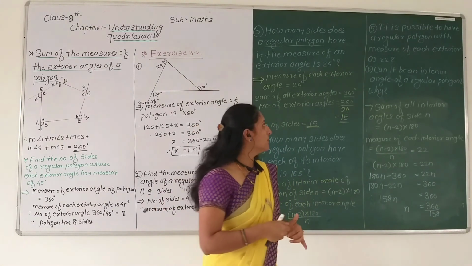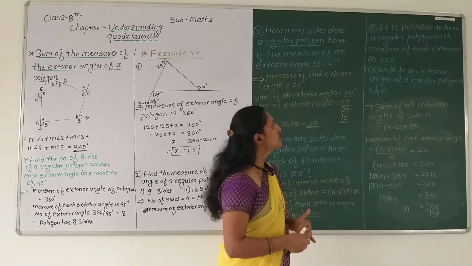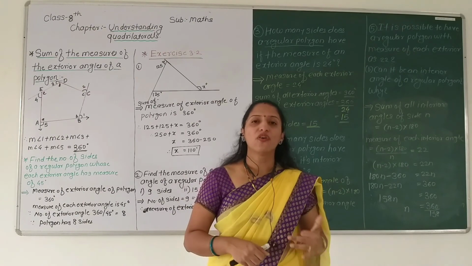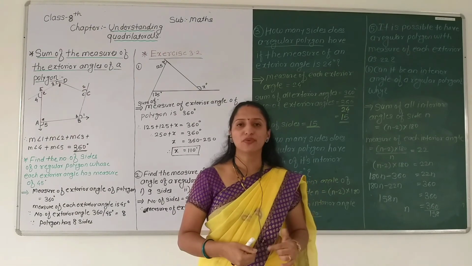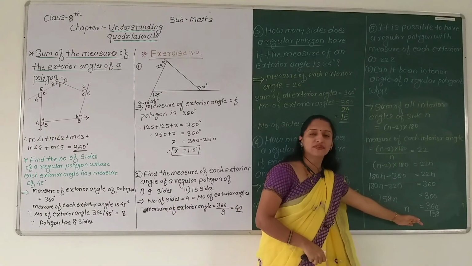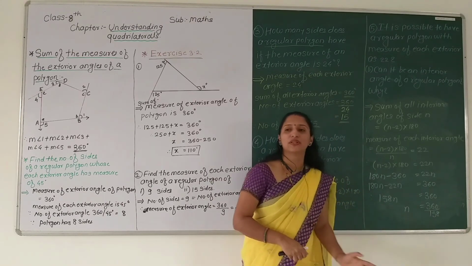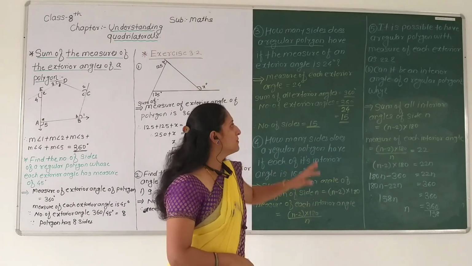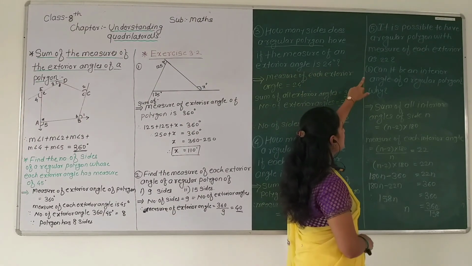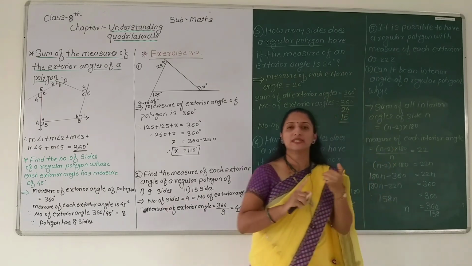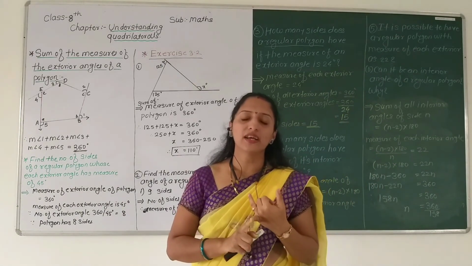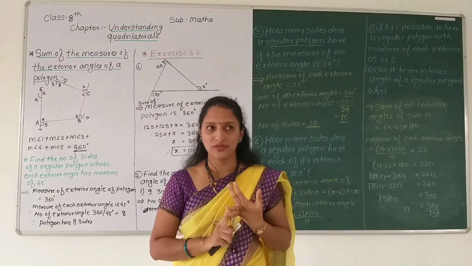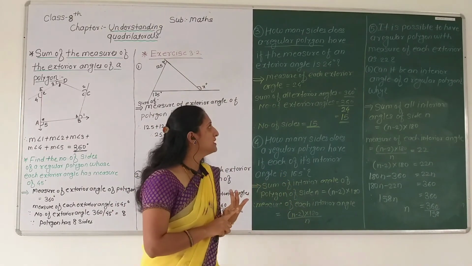So it is not possible to have a regular polygon with the measure of each interior angle 22 degrees, since we get a contradiction: the number of sides is a fraction. So from this example, 22 degrees is not an exterior angle or an interior angle for any regular polygon. Okay students, so you understood this.